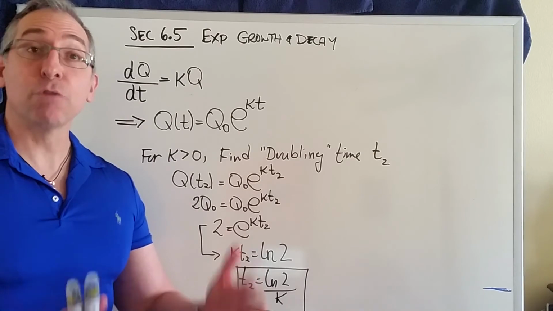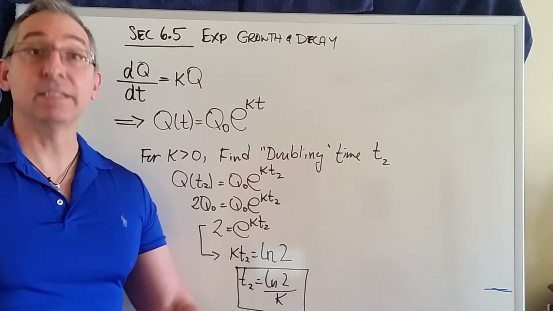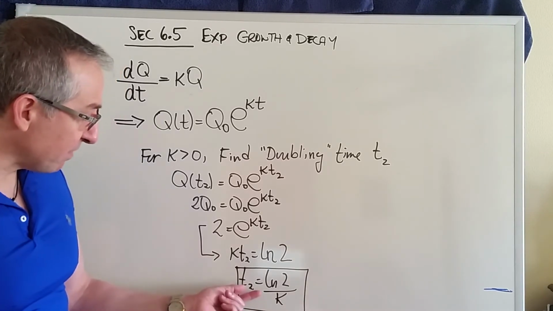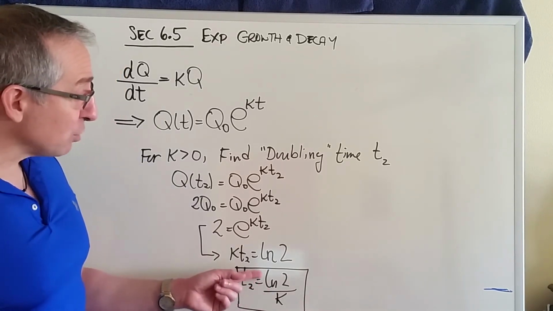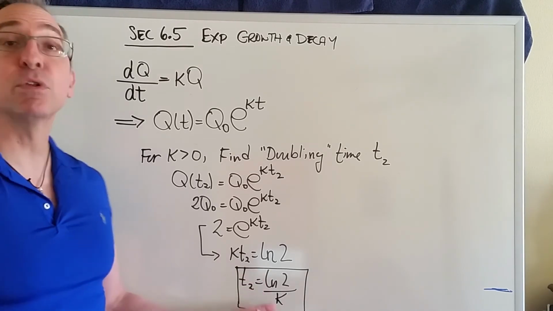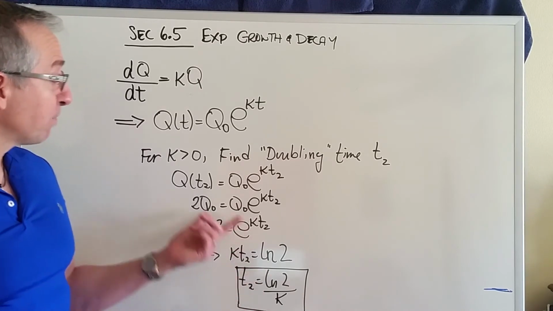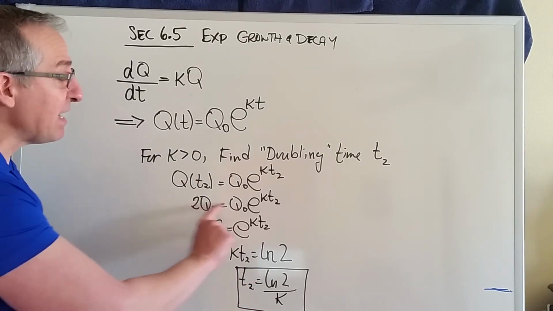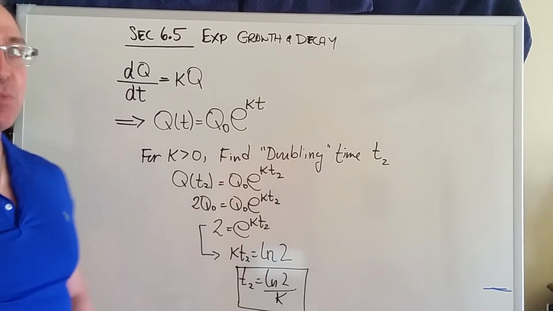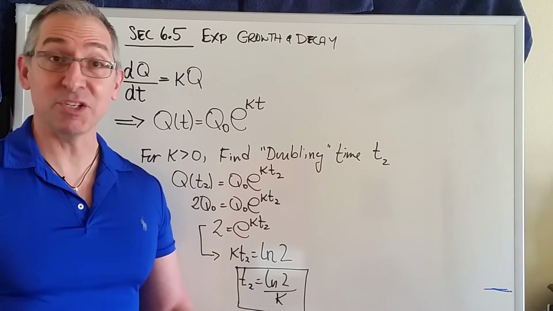In an exponential growth model, the amount of time it takes for an initial quantity to double in size is given by this little formula right here, gang. It's a calculator thing. It's the natural log of 2 divided by whatever the growth constant k is, whatever the growth rate k is. Notice at this step, right there, we divided both sides by q sub 0. What does that mean? That means that that special time has nothing to do with the initial quantity.